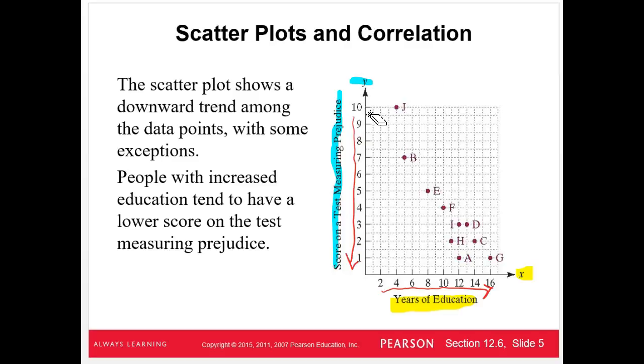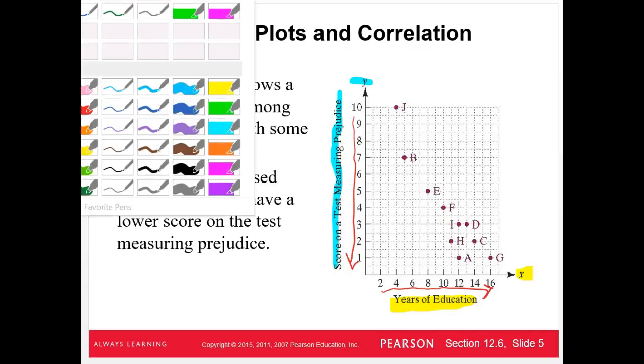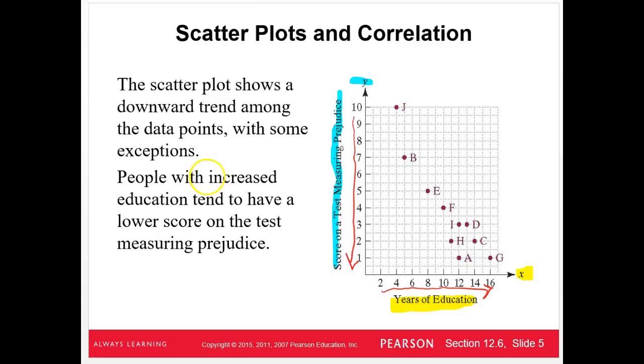So the trend that we see here is that people with increased education, that's the X variable, tend to have a lower score on the test measuring prejudice. And that's what the scatter plot is revealing.